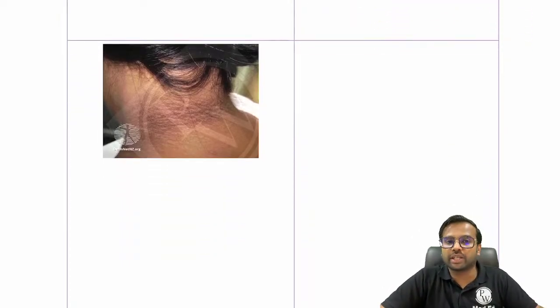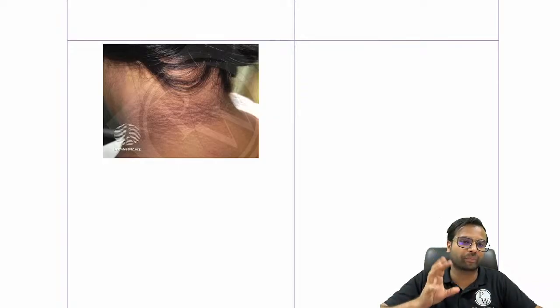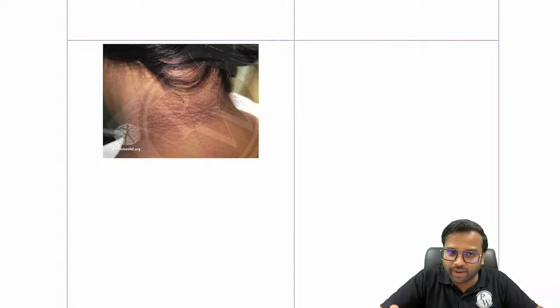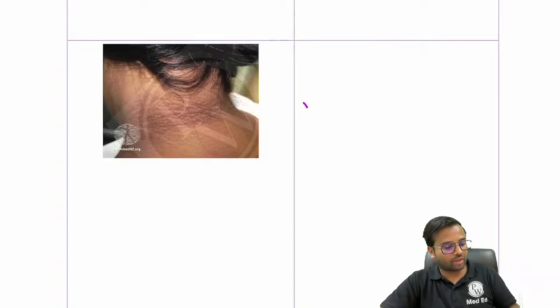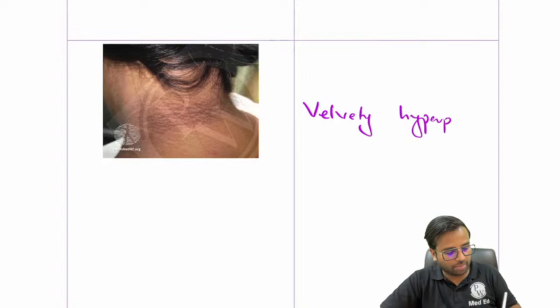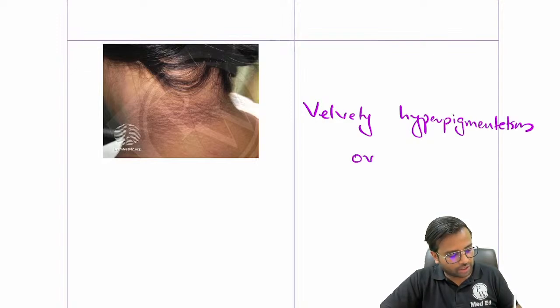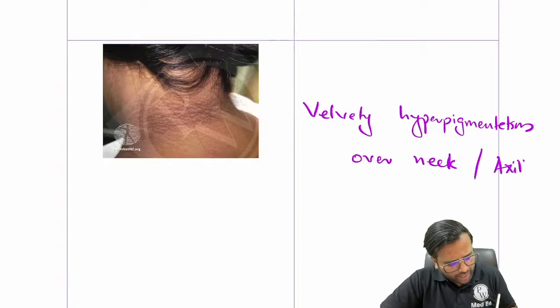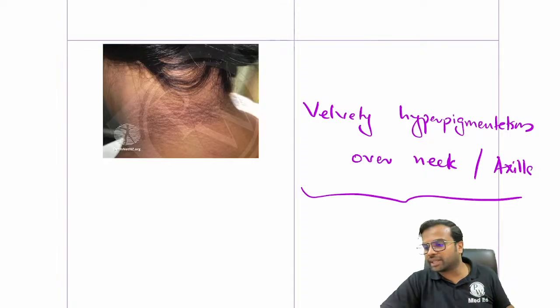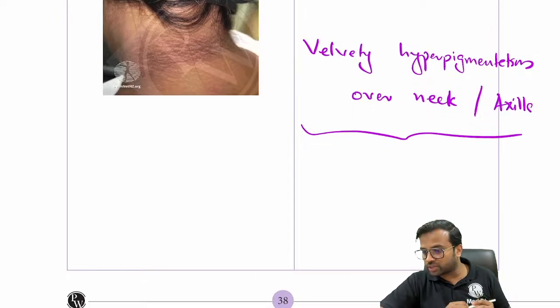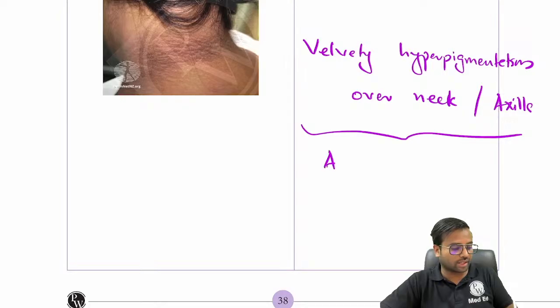And what about this image? In this image, you can see that the neck of the patient has become thicker, velvety, hyperpigmented. So there is a velvety hyperpigmentation over the neck, or sometimes it can be seen over the axilla as well. Can anybody tell me what is the spot diagnosis? Very good. The spot diagnosis is acanthosis nigricans.